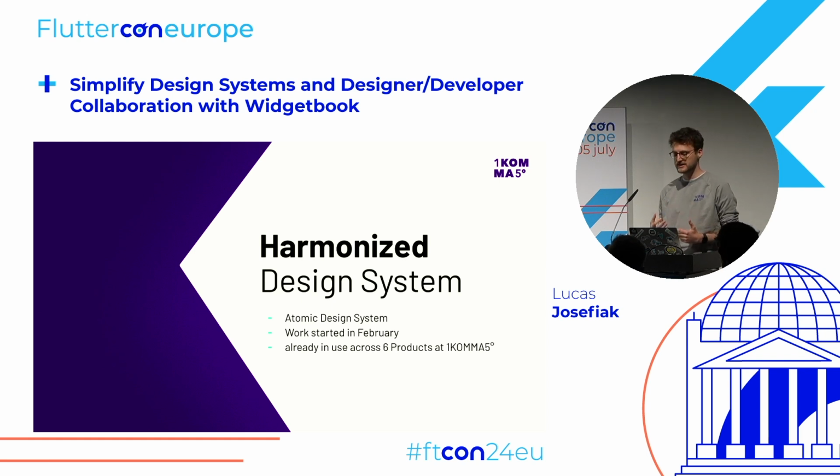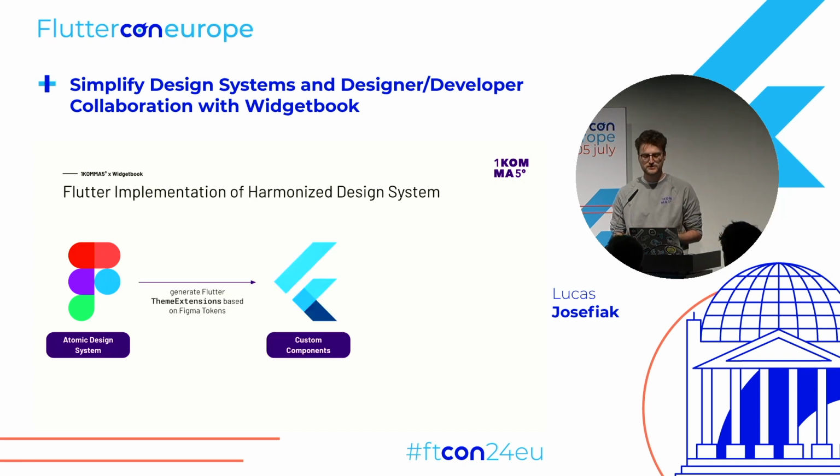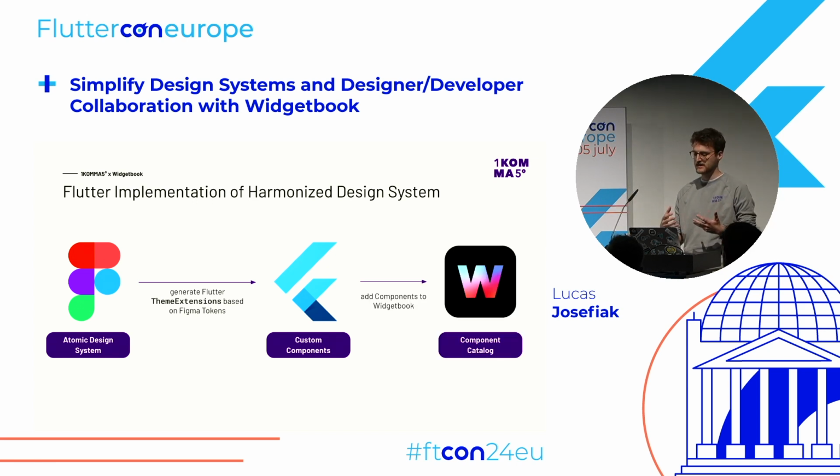And so on the Flutter side, we also really wanted to have a really nice implementation of this design system to really harmonize our working collaboration between design and dev. So how does this look now? Basically, we have the atomic design system in Flutter. And from there, we generate theme extensions and then build custom components that use these theme extensions for all the atomic design components, so the colors, the spacing tokens, and so forth. And then we are adding the components to Widgetbook to catalog these components and keep track of any changes and make sure that it works.